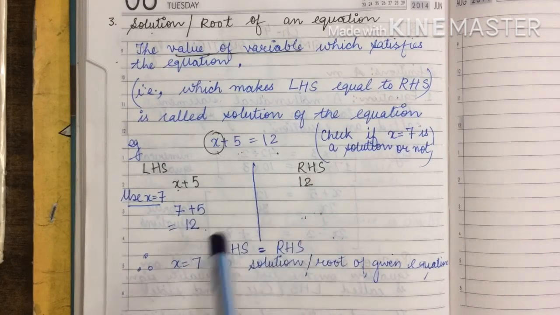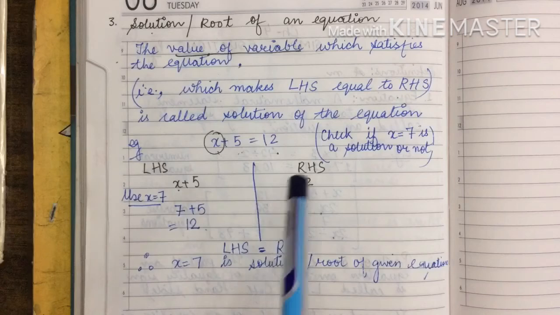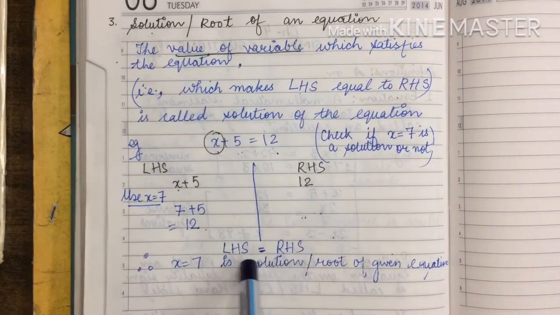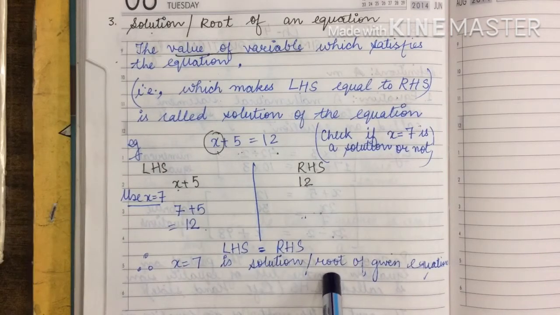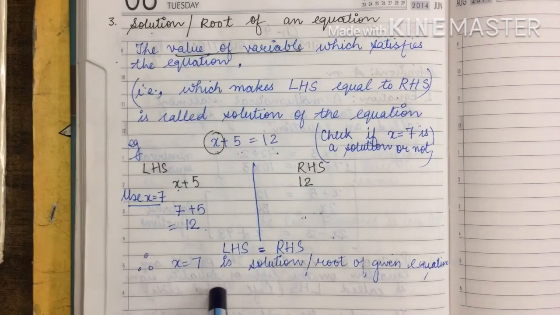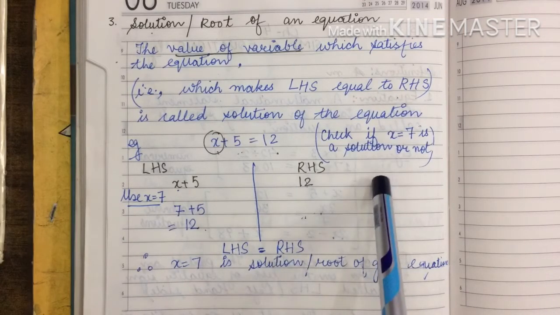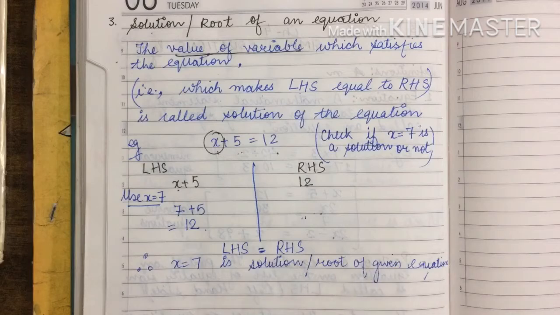So here the answers match. We get 12 on this side, we have 12 on this side. The answers are equal. That's why this option is correct. So we can say x equals 7 is the solution or root of the given equation. If the answers didn't match, we would say that the given option is not a solution of the given equation. Based on this, we can do the first question from exercise 4.1.